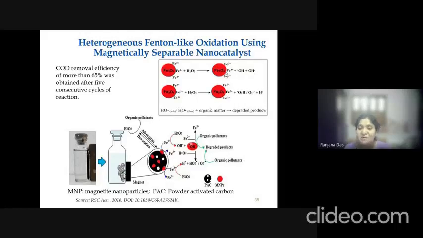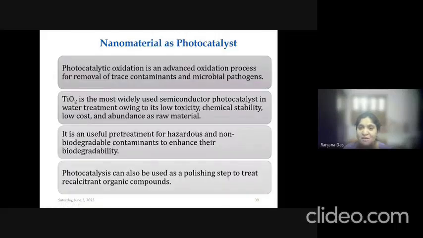Titanium dioxide, zinc oxide or copper oxide, all those semiconductor photocatalysts, are the nanophotocatalysts which are used for the advanced oxidation process. Compared to that, the magnetic nanomaterial, which may also act as a photocatalyst, is advantageous. Why? Because its separation is very easy. You can easily separate it after the process is done. No post-processing is required. You just place the magnet and it is getting separated. So that's why the magnetic nanomaterial is so important and is coming into the picture.